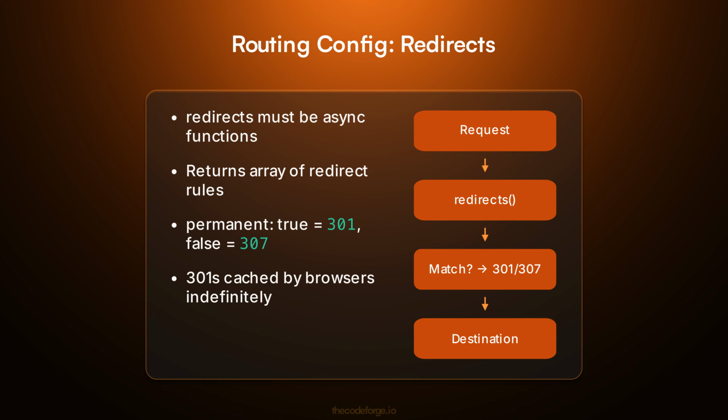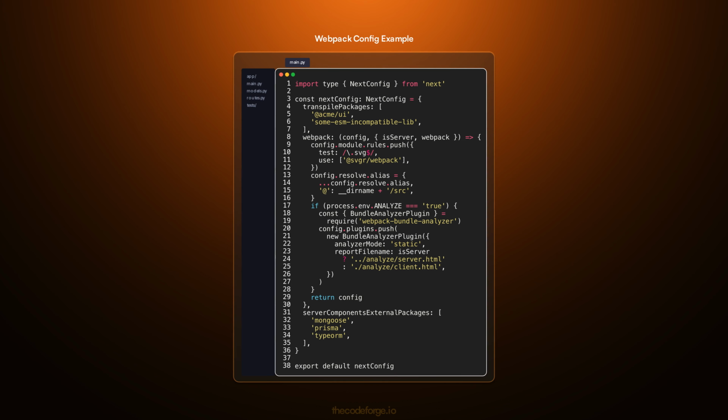Here's a Webpack config with an SVG loader, module alias, and bundle analysis. Note the serverComponentsExternalPackages array for packages that need special handling in server components. But remember, this config is fragile across Next.js versions.